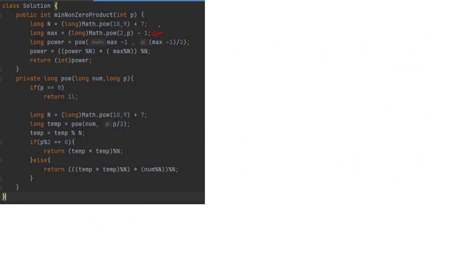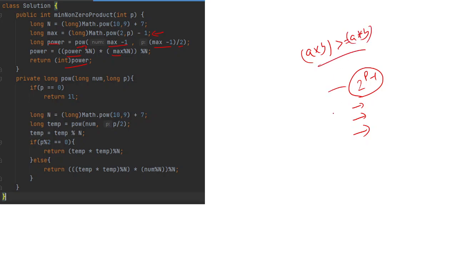So basically we are finding the maximum value, and then we are finding max minus 1 to the power max minus 1 divided by 2. When we get that result, we multiply it with that maximum value and return that. So this is basically what the problem is. We just have to see the hints: 2 power p minus 1, the complementary one, and a into b is always greater than or equal to a plus b. These three conditions were needed to solve this particular problem.